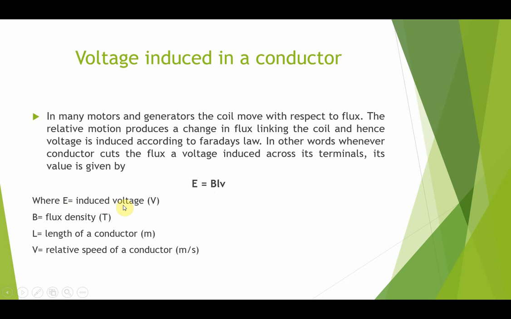E is the induced voltage in volts. B is the flux density, and its unit is Tesla. L is the length of the conductor in meters, and V is the relative speed of the conductor in meters per second.